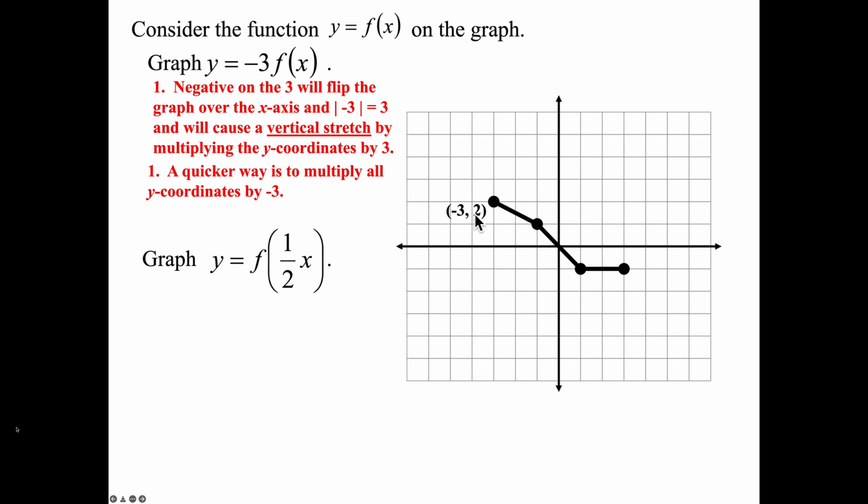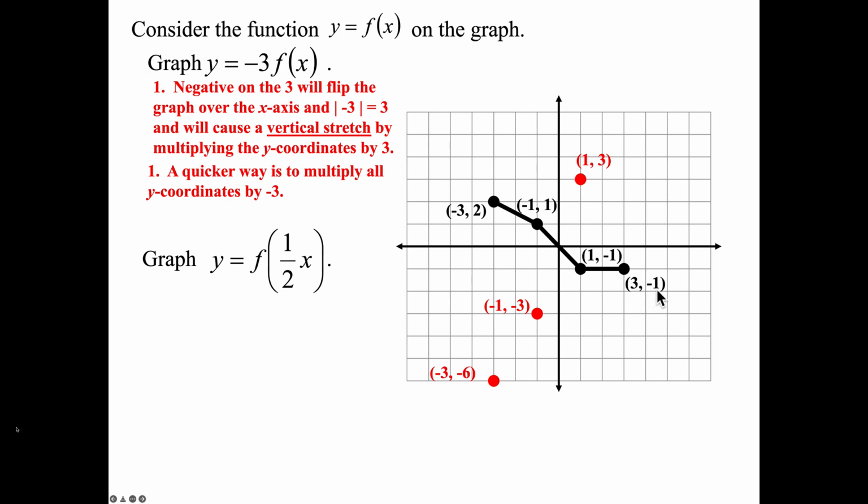So at negative 3, 2, 2 times negative 3 is negative 6. Negative 3, negative 6. Next point, negative 1, 1. Take that 1, multiply it by negative 3. Negative 1, negative 3. And we'll be connecting them in this order. This point is at 1, negative 1. Negative 1 times negative 3 is a positive 3. 1, 3.